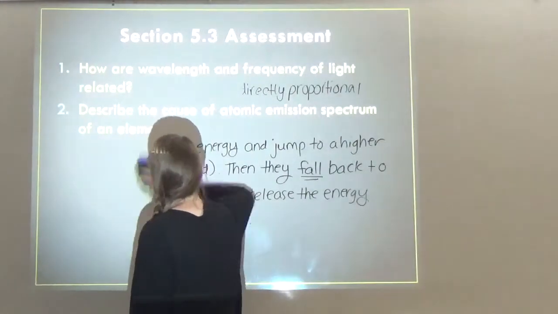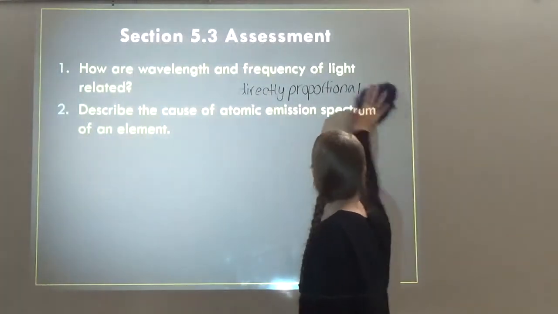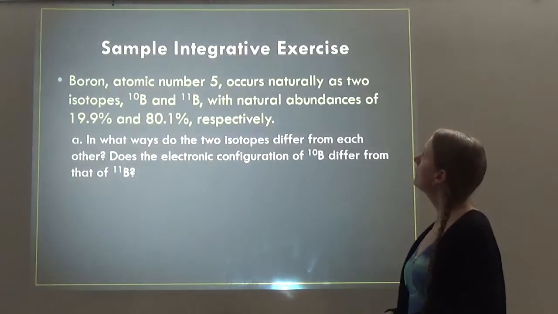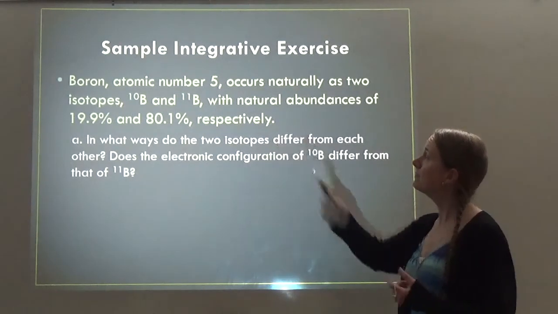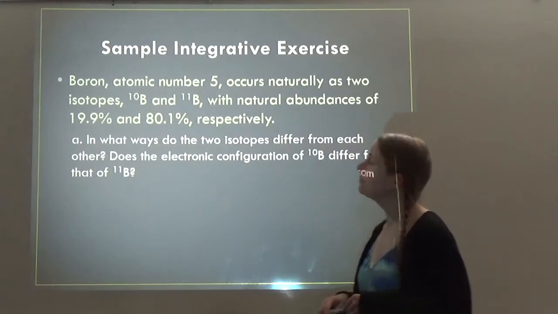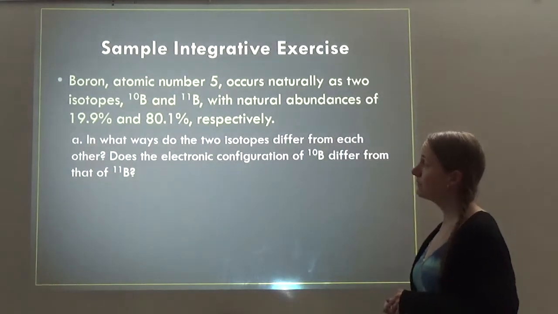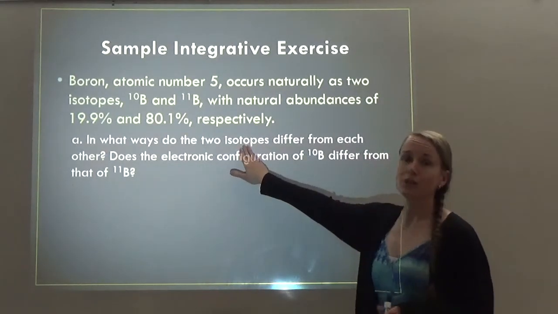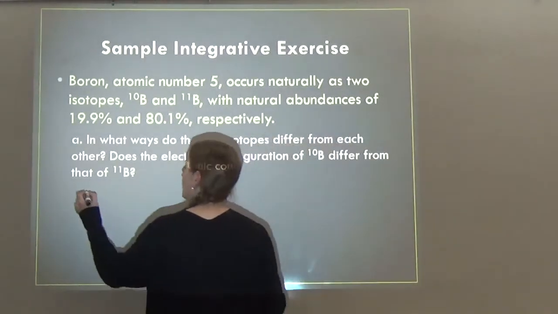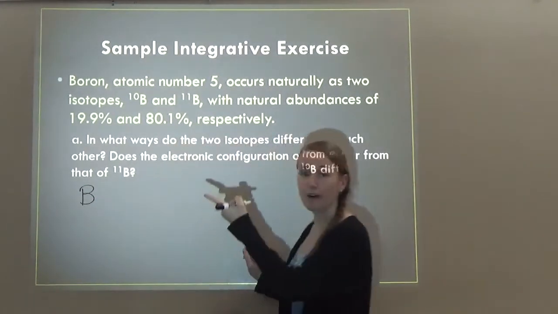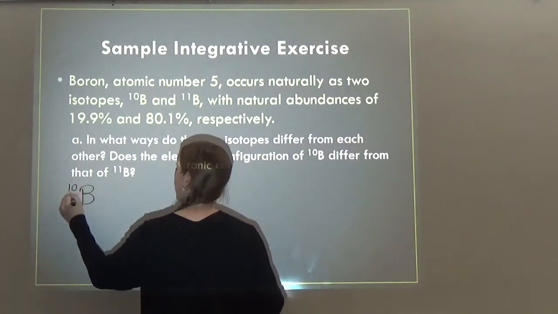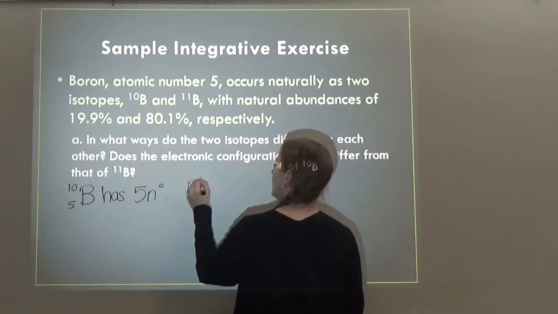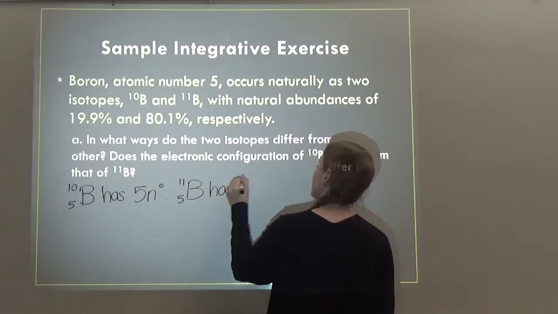All right, so let's move on to our last couple. It says boron, atomic number 5, occurs naturally as 2 isotopes, boron-10 and boron-11, with natural abundances of 19.9% and 80.1% respectively. In what ways do the 2 isotopes differ from each other? Okay, remember, isotopes differ only by the number of neutrons. So boron has an atomic number of 5. You can see that on the periodic table. So that means boron-10 has 5 neutrons, whereas boron-11 has 6 neutrons.